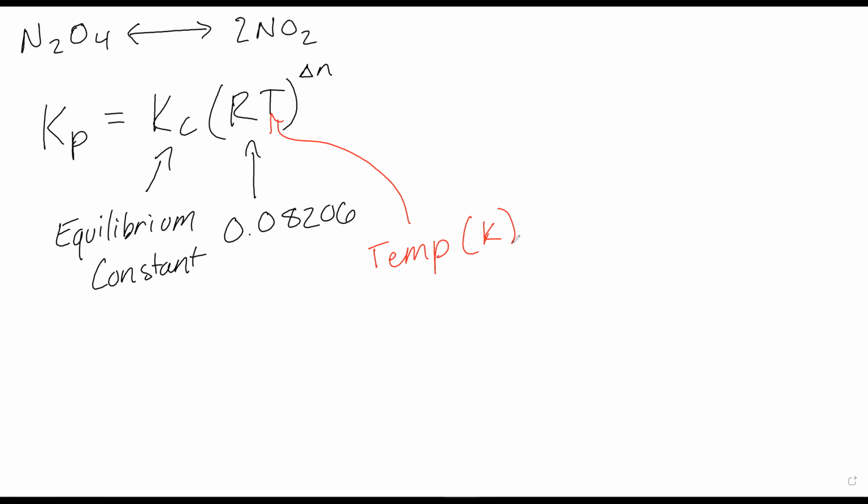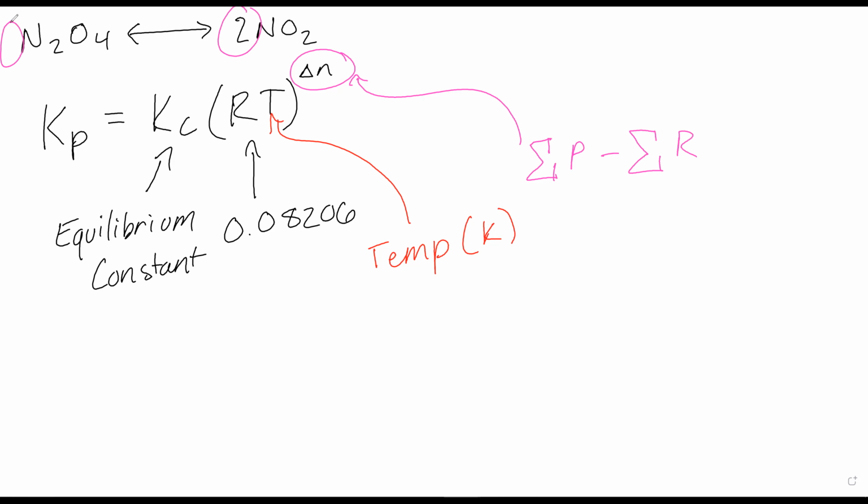And delta N, what is delta N? Delta N is the sum of the coefficients of the products minus the sum of the coefficients of the reactants. Well, what does this mean? In our equation, we have two coefficients that we're paying attention to. There's a 2 on NO2 and a 1 on N2O4.